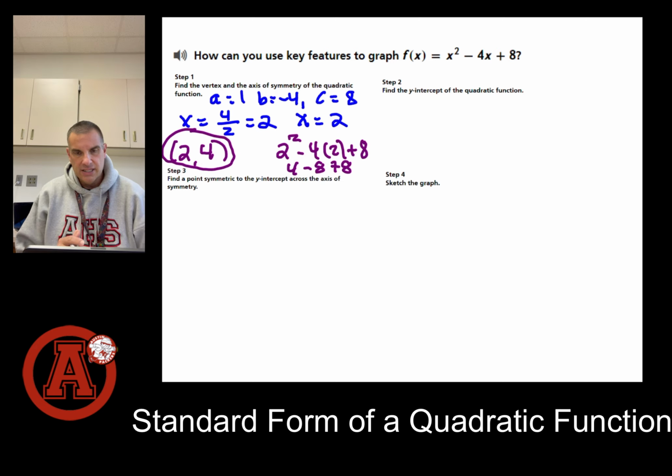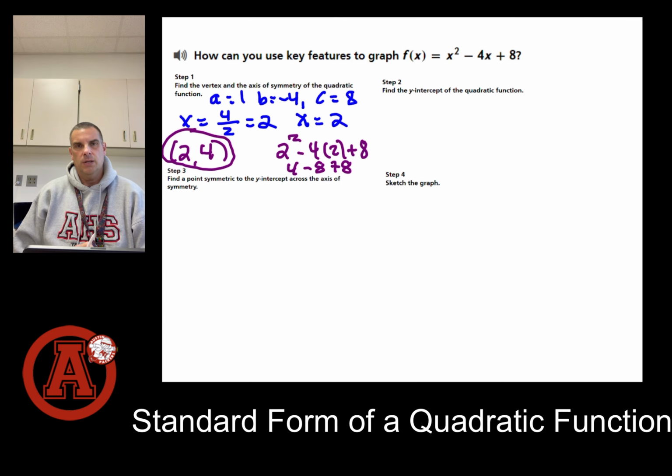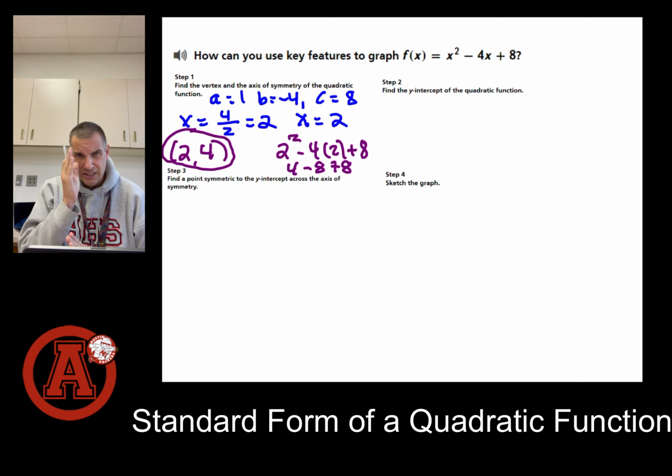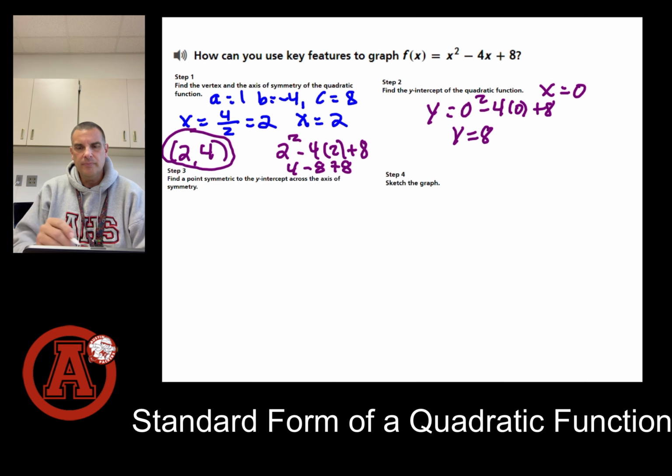So I've got this vertex and I've got this axis of symmetry. That's step 1. Step 2, find the y-intercept. What's my x value at the y-intercept? Well, it is 0. So I'm going to set my x value equal to 0. f of x, which is a fancy way of saying y, is equal to 0 squared minus 4 times 0 plus 8. So y is equal to 8, and my y-intercept is the point (0, 8).